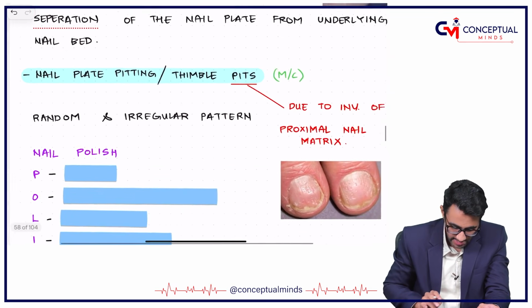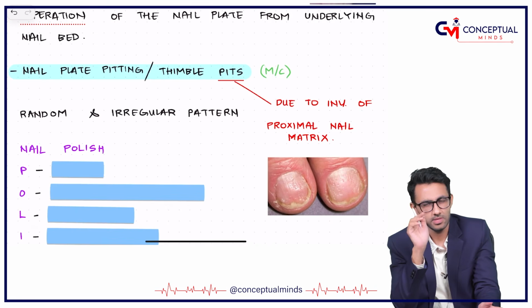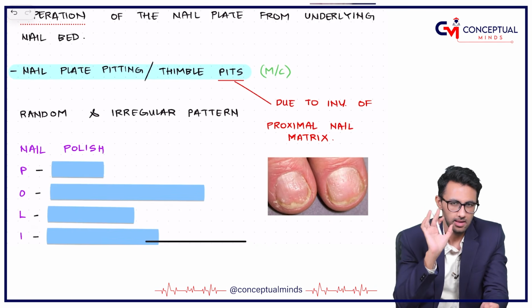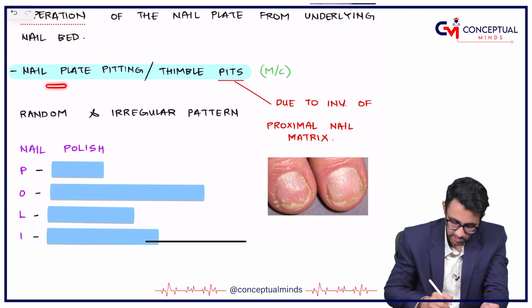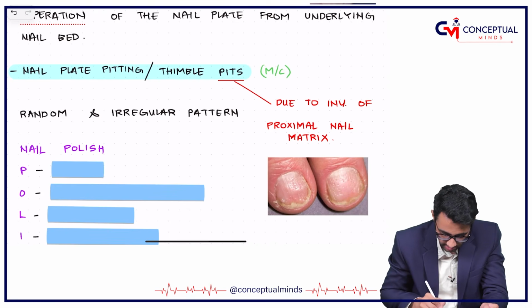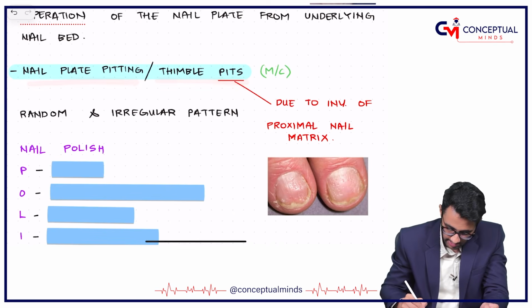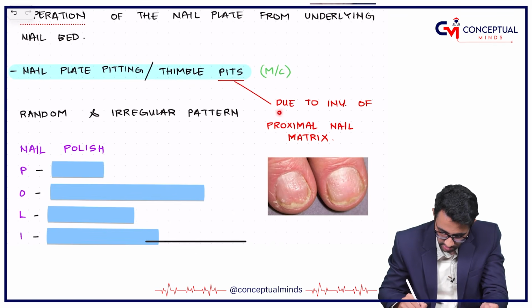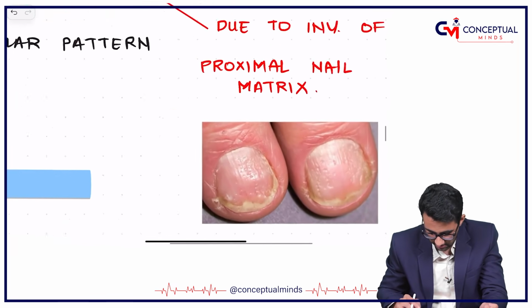Onycholysis is the separation. The next one is nail pitting. Everywhere you see, you will have this one word. Nail pitting is very characteristic of nail psoriasis. Why do we have it? We also call it thimble pits or nail pits. And we have it due to the invagination of the proximal nail matrix. That is the reason we have this.